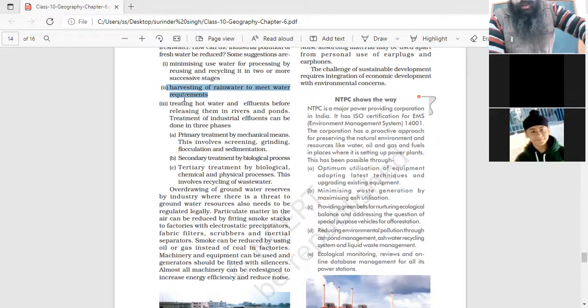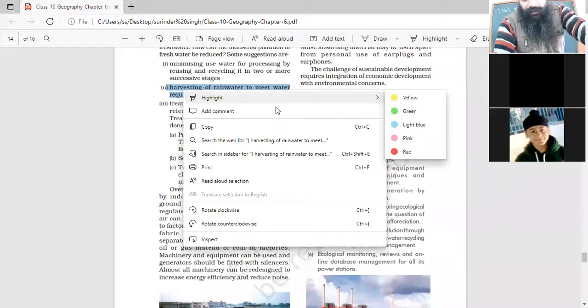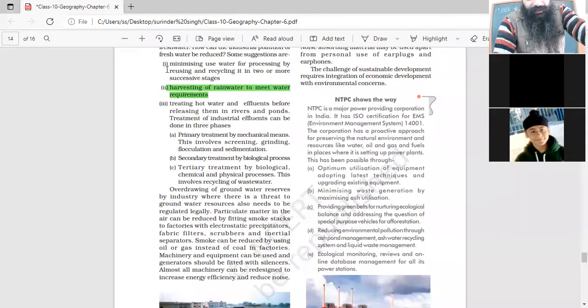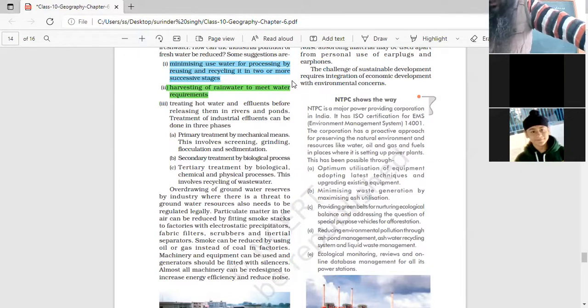Third, minimizing the use of water for processing, reusing, and recycling it in two or more successive stages. Different strategies have to be opted for reusing and recycling water discharged from industries, through which industrial wastewater can be reused again in an industry, the same as domestic wastewater, which can be supportive for agricultural purposes.